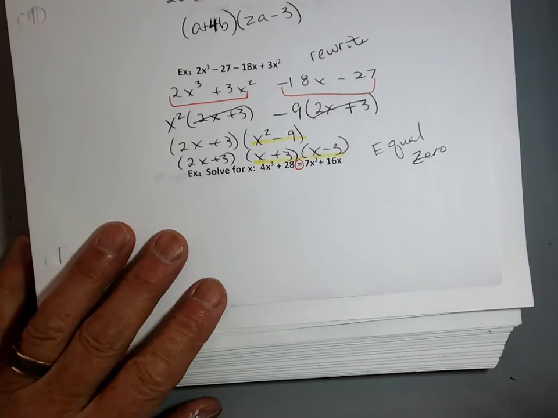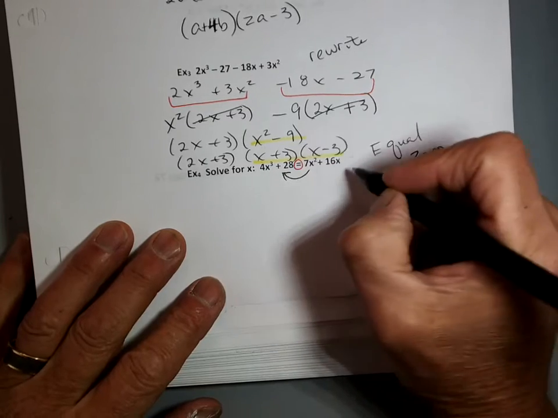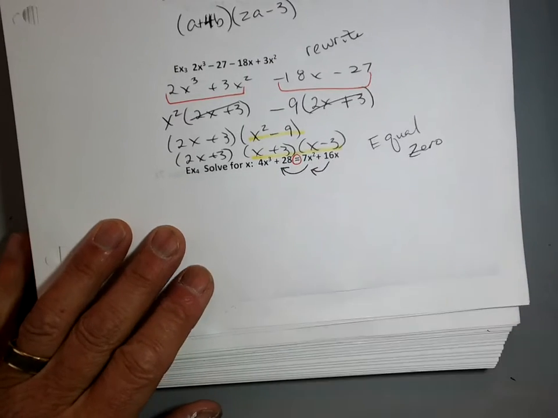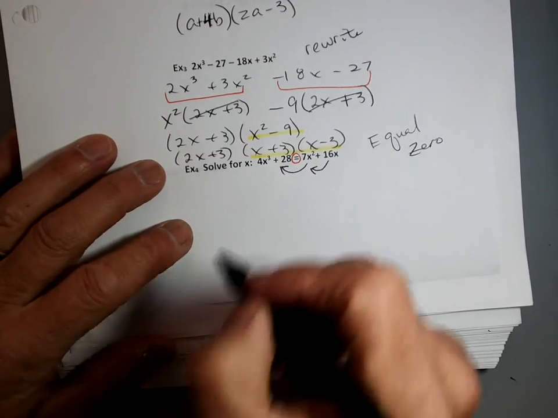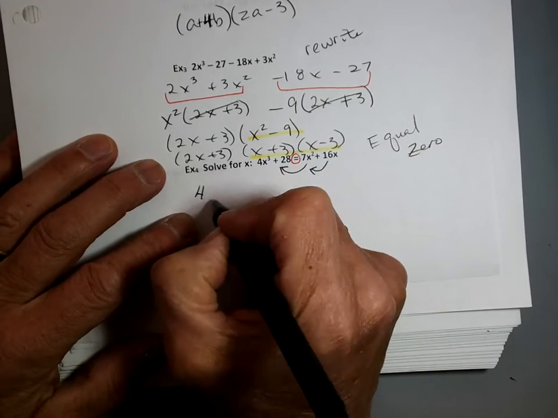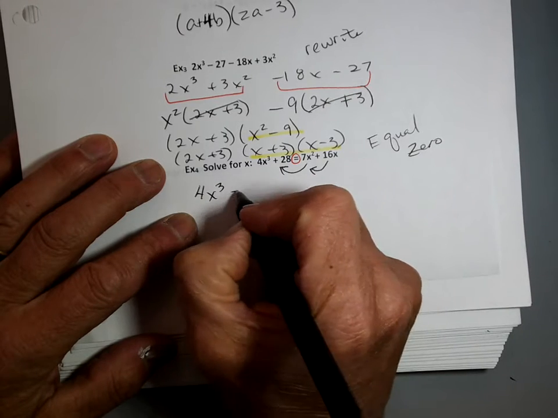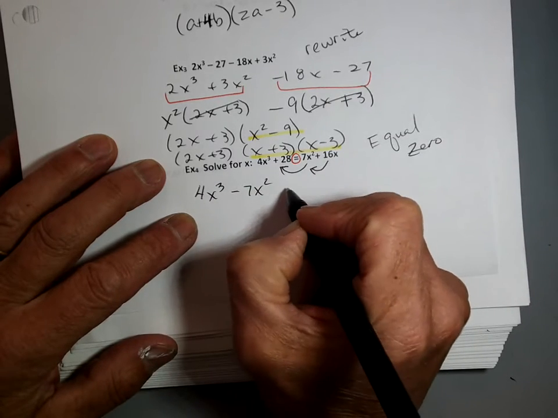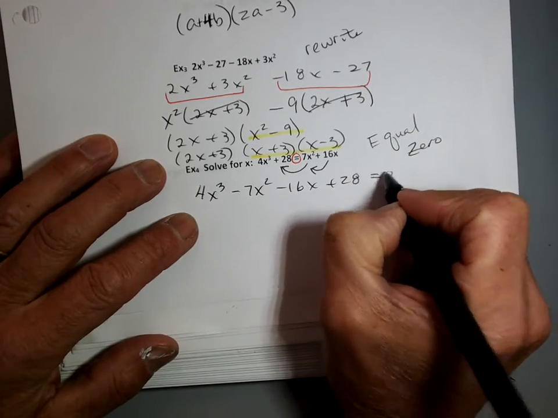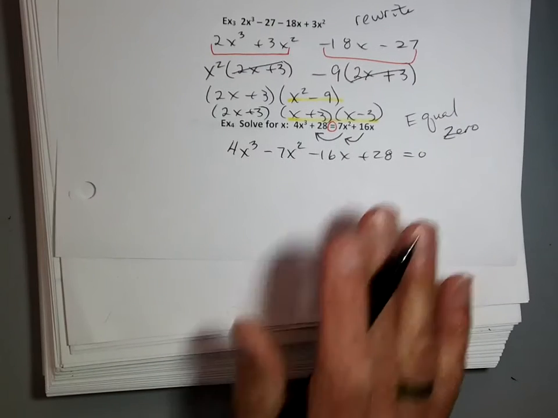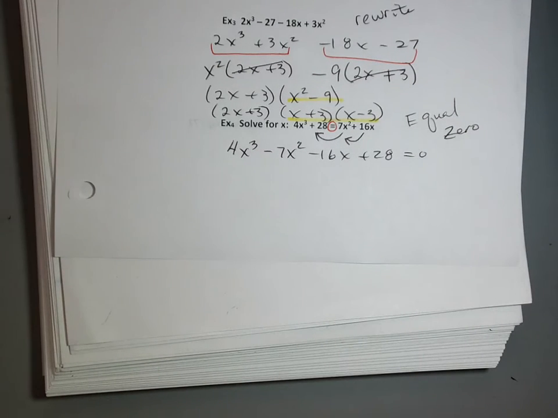I'm going to bring over the 7x squared. I'm going to bring over the 16x. So when I bring them over, I'm going to subtract them, right? And I'm going to put them in standard order. Standard order, I'm going to go 4x cubed minus 7x squared minus 16x plus 28 equals 0. So I put them in standard form. I made sure when I brought over the 7x squared, I put it after the x cubed, and the 16x and 28. When I bring them over, subtract them.